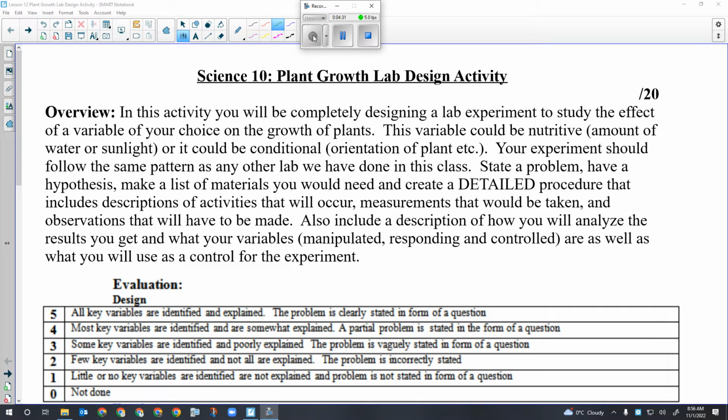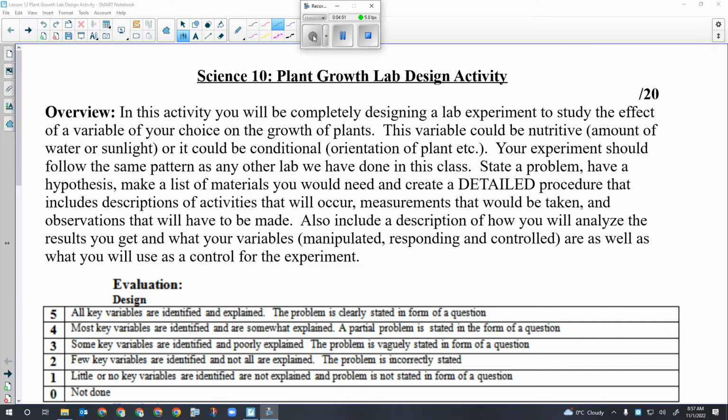You will need to create your design. That means you'll have to identify your manipulated variable and explain it in the way you have done in all your other labs. Identify your responding variable or variables. What is everybody's responding variable?